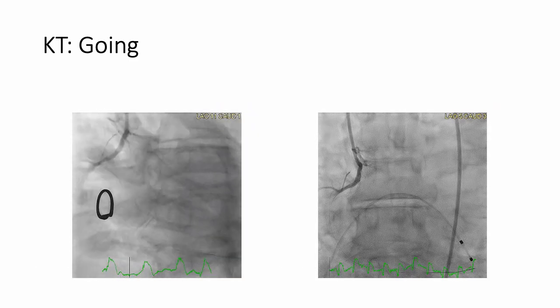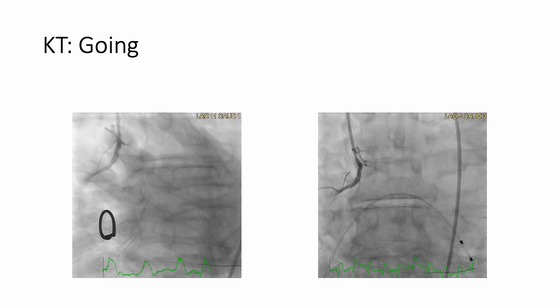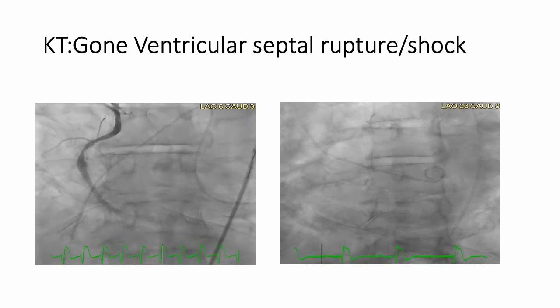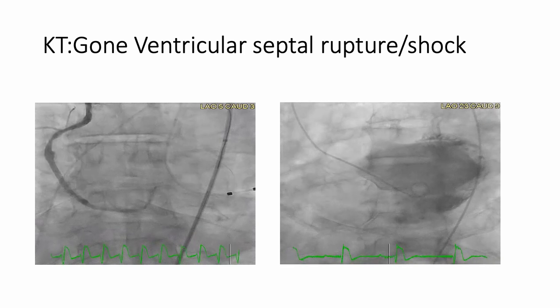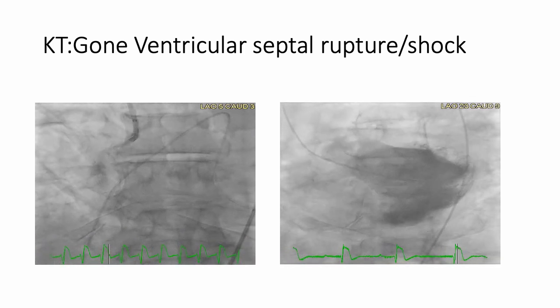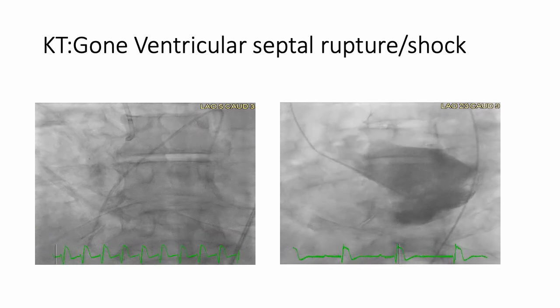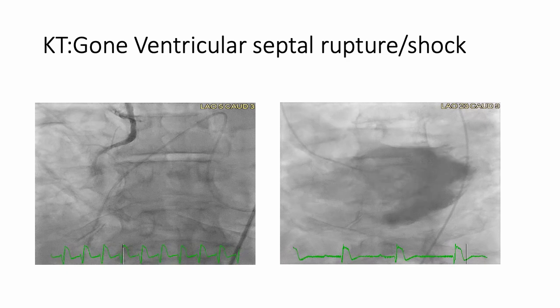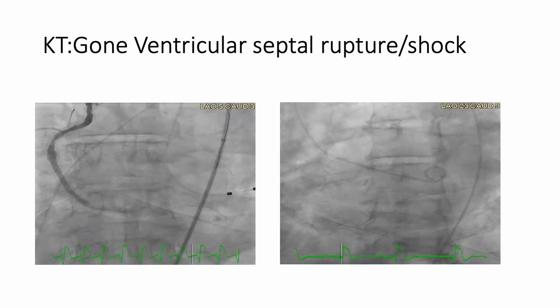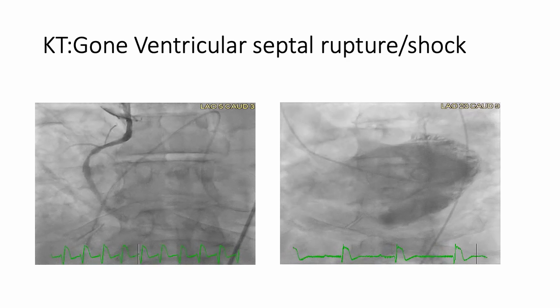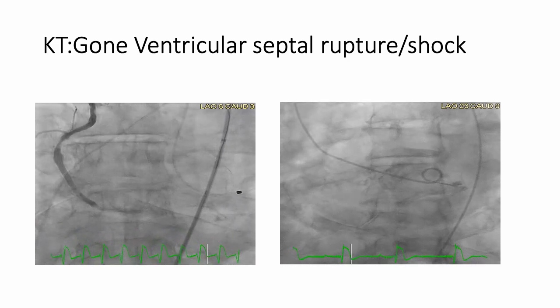You do your LV gram. And what you see is not much cardiac output because the heart's really stopped. You can see that this blood is just going from their LV into their right ventricle. So they've ruptured their interventricular septum, and whilst the procedure's been going on, they've just ruptured it. They're 91, they're toast, unfortunately. Can't do much about that.